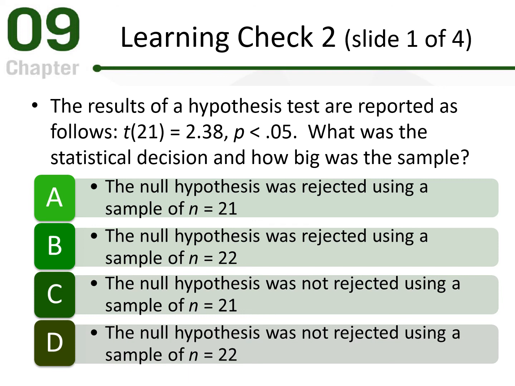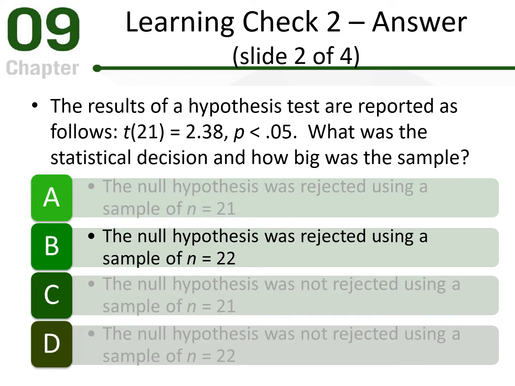If P is less than 0.05, that's saying that basically you reject the null hypothesis. So it's a significant effect, you reject the null hypothesis. So in this scenario, we rejected the null hypothesis with 22 subjects, and the only answer that fits that scenario is B. The null hypothesis is rejected using a sample of 22. That is obviously the answer. The answer is B. Reject the null, sample size is 22 because the degrees of freedom in parentheses is 21.